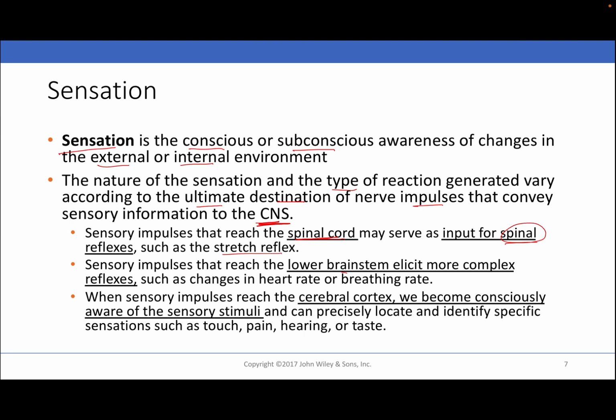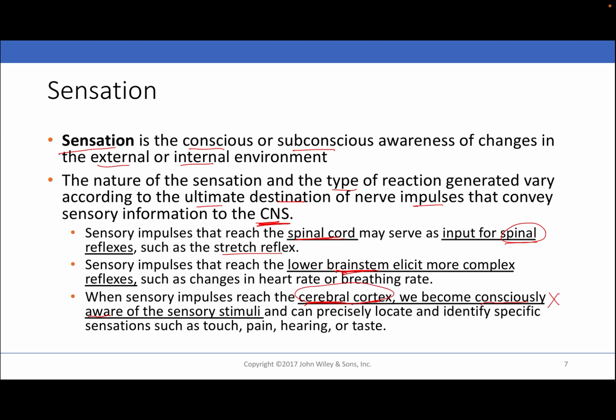Sensory impulses that make it into the lower brainstem, so a little bit higher up than the spinal cord. We've made it to the brainstem. We've actually made it to the brain. This is going to trigger a far more complex set of reflexes. These can be anything from changes in breathing rate, in heart rate, and blood pressure, etc. So a little bit more complicated there. But the big deal is what happens when this sensory impulse reaches the cerebral cortex. At that point, this is when we're going to become consciously aware of that sensory stimuli. If it doesn't reach our cerebral cortex here, then we're not going to be consciously aware of it.